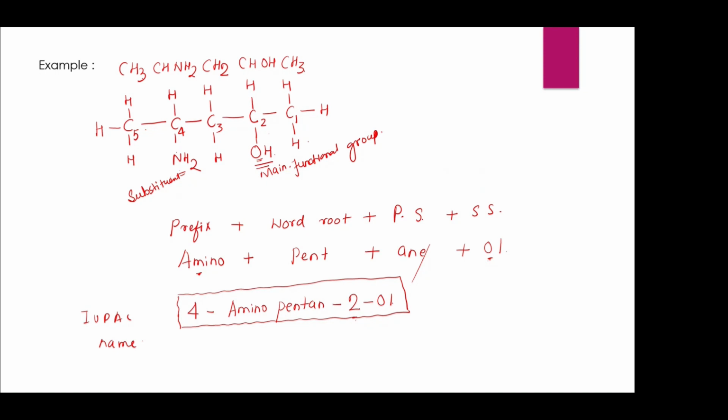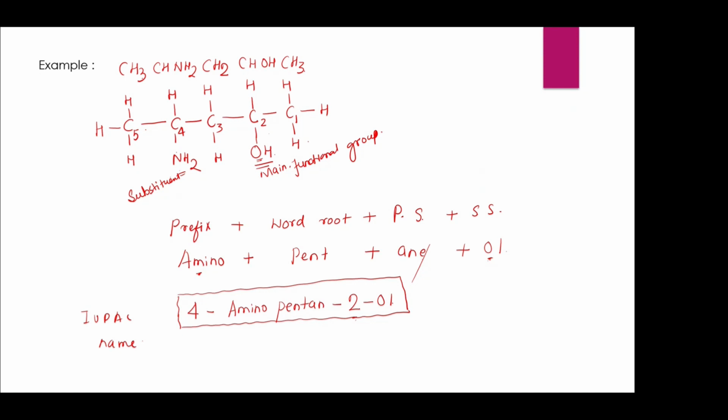So this is how you have to name organic compounds by using all the important factors: you have to see the word root, the primary suffix, the secondary suffix and the prefix.